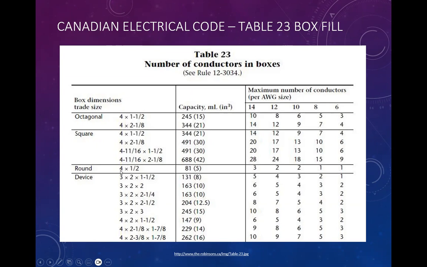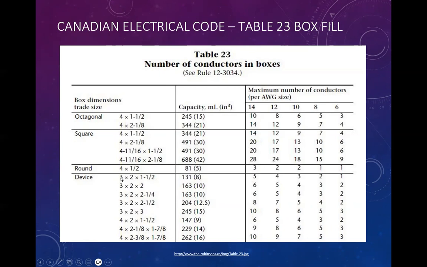All right. Now here's a round box. We're only specifying one side of the round box, right? Well, the round box has no side. So it's a round shape. So we are specifying the diameter. So a round box, 4 inches diameter, 1/2 inch deep. Okay. Then there are the device boxes with different lengths of the sides. So 3 by 2, 3 by 2, 4 by 2, and so on.